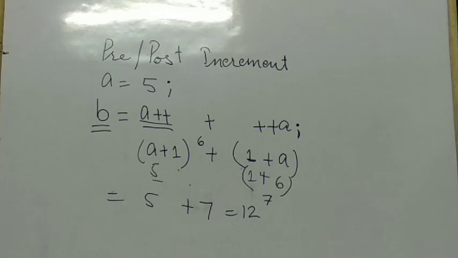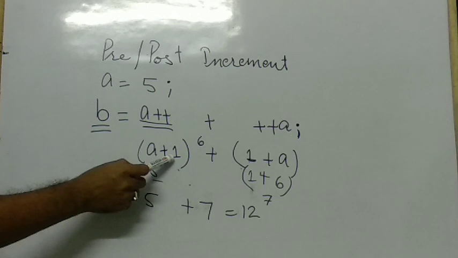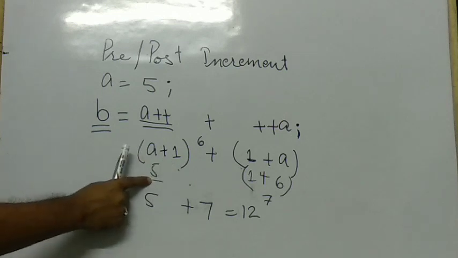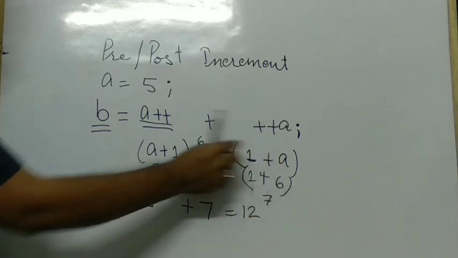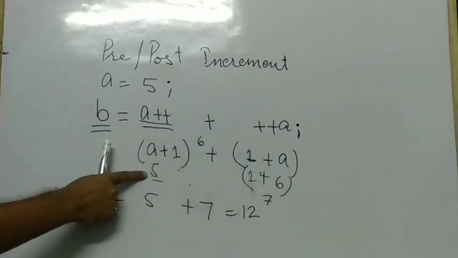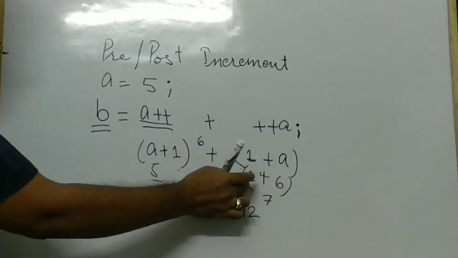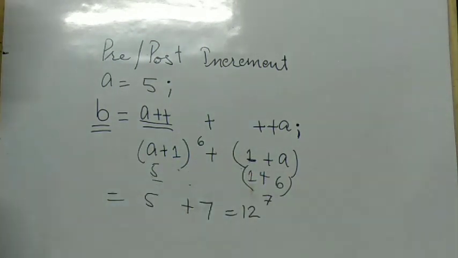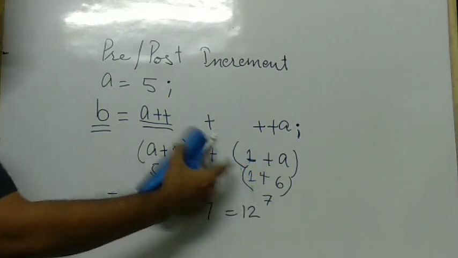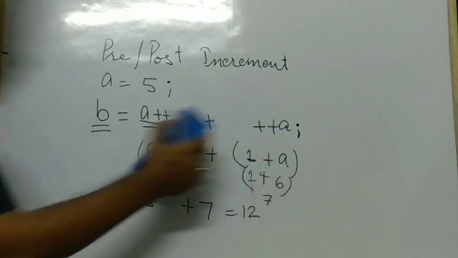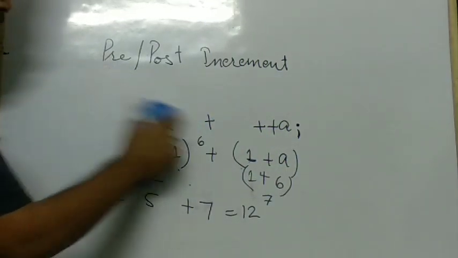As you see, in the first one we read the previous value before any increment, and then we proceed and increase the value. Then in the second one, firstly we increase the value, then read the value. Take one more example, that will be more clear.